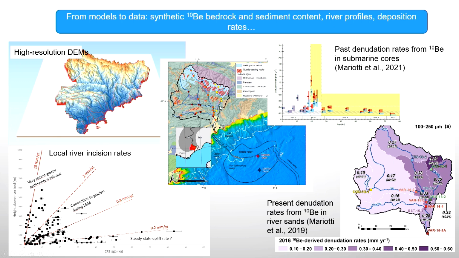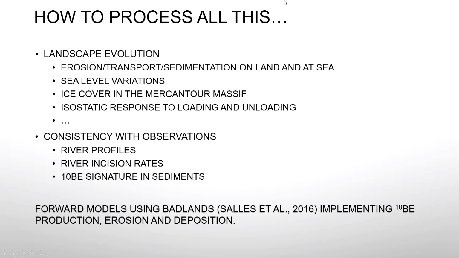Certainly, but the question is also how to process the existing data, how to mix everything together and find a way to explain all this data together. So what do we need? What are the basic ingredients we need? We need something that describes landscape evolution, at least with the minimum necessary to understand all this.